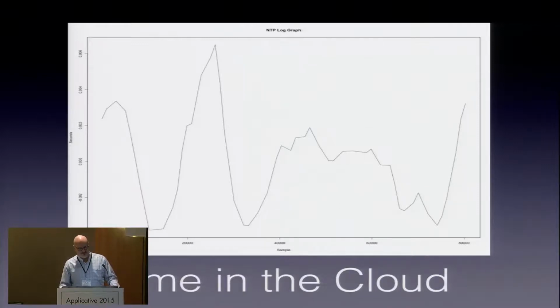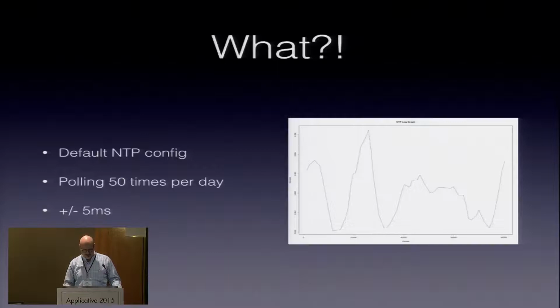This is a graph of what happens when you install the network time protocol by default in a virtual machine sitting in the cloud. So that's a little hard to read. I'll tell you what this is. Those swings are plus or minus 5 milliseconds. That's an entire day's worth of data. You can see that this is with the default NTP config.